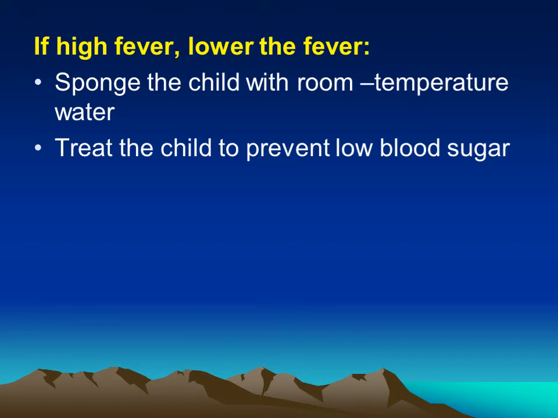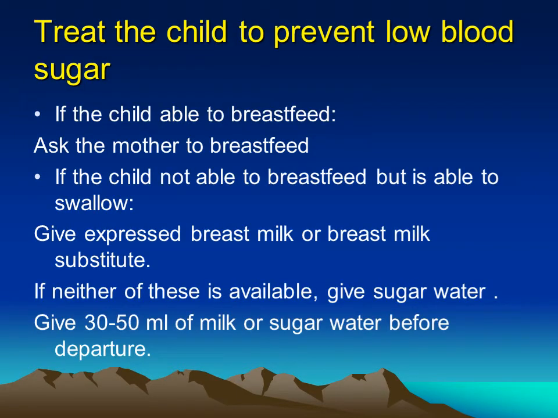And we should treat the child to prevent low sugar. How can you prevent low sugar? If the child is able to breastfeed, ask the mother to breastfeed. If the child is not able to breastfeed but is able to swallow, give expressed breast milk or a breast milk substitute as milk. If neither of these is available, give sugar water. We give 30 to 50 ml of milk or sugar water before referral.